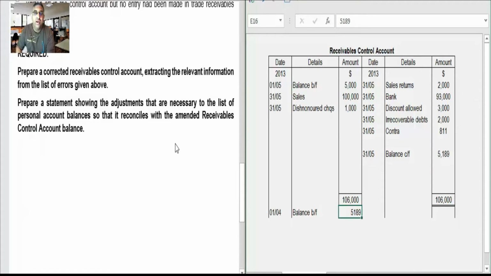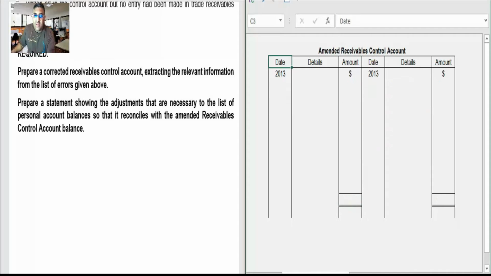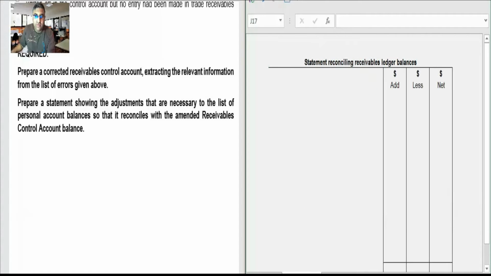Here, we are required to prepare a corrected or amended receivables control account, extracting the relevant information from the list of errors we've been given here. And also we have to prepare a statement showing the adjustments that are necessary to the list of personal account balances so that it reconciles with the amended receivables control account. So we have to correct these errors. We have to work simultaneously with the amended receivables control account and with the statement reconciling the receivable ledger balances.